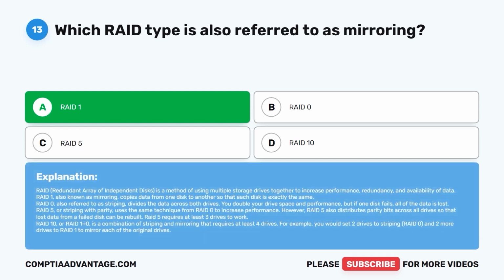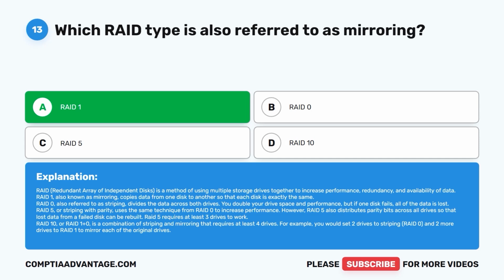RAID 1. RAID, redundant array of independent disks, is a method of using multiple storage drives together to increase performance, redundancy, and availability of data. RAID 1, also known as mirroring, copies data from one disk to another so that each disk is exactly the same. RAID 0, also referred to as striping, divides the data across both drives. You double your drive space and performance, but if a disk fails, all the data is lost.